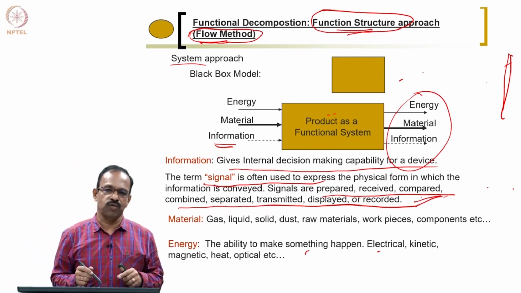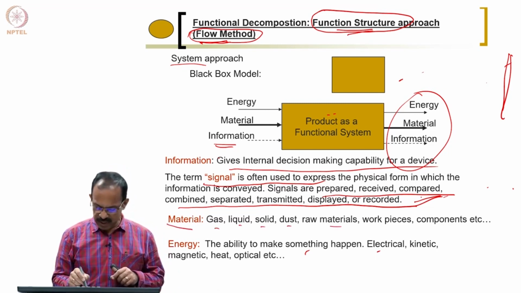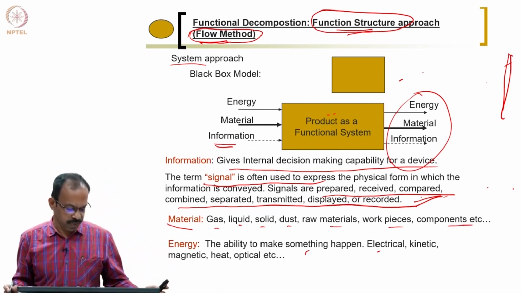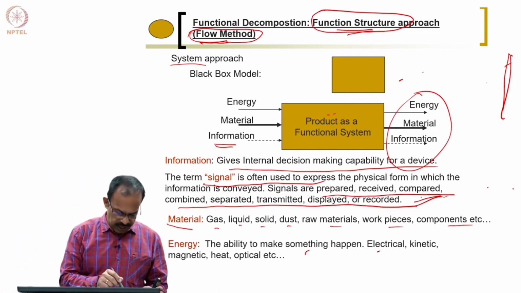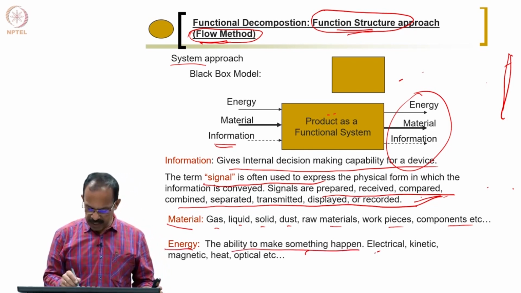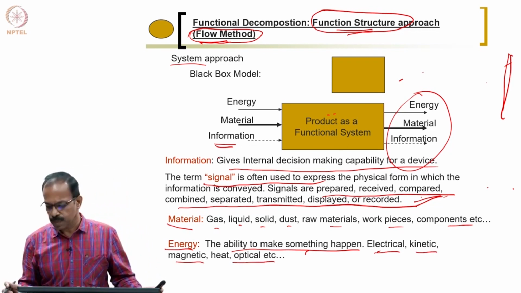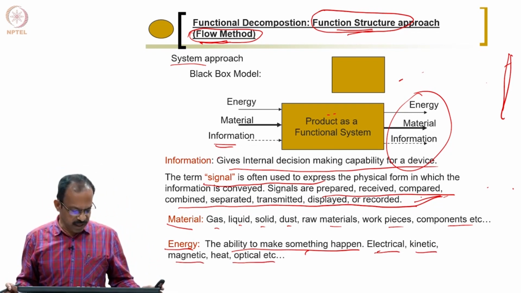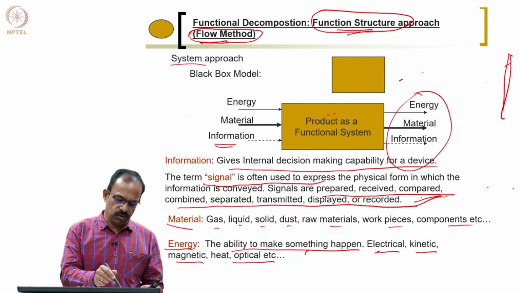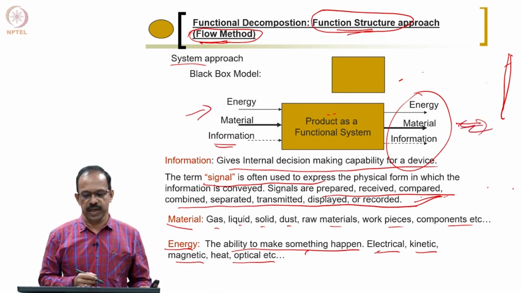So, we need to find out what is happening. And the materials are the gas, liquid, solid, dust, raw materials, workpieces, components. So, anything can be a raw material going into the product. And then we have the energy. The energy is the ability to make something happen. So, electrical, kinetic, magnetic, heat, etc. So, this is the way in which we try to identify the flows into the product and then find out what is the flow coming out of the product.